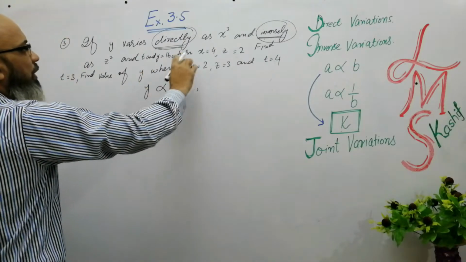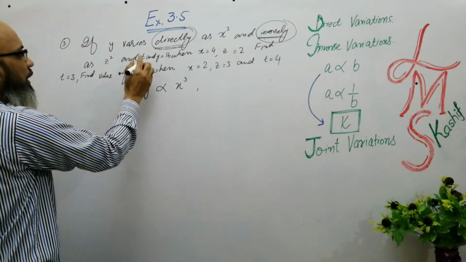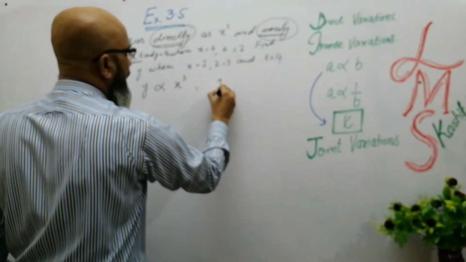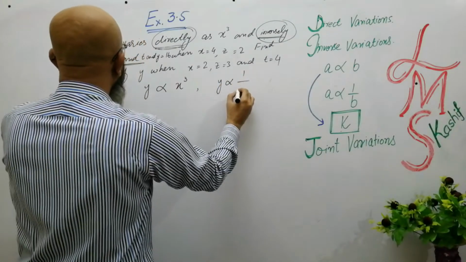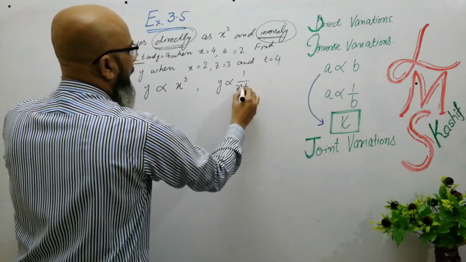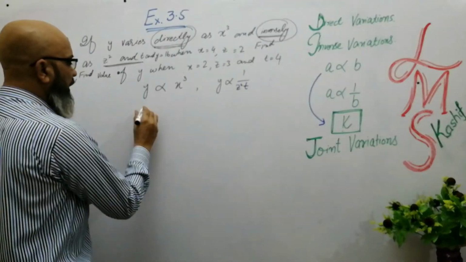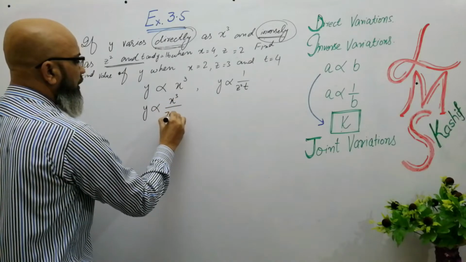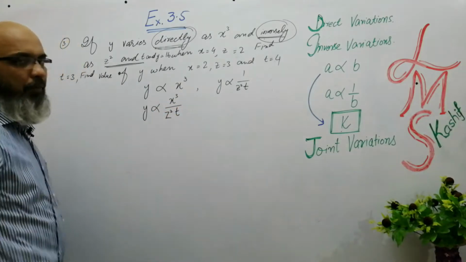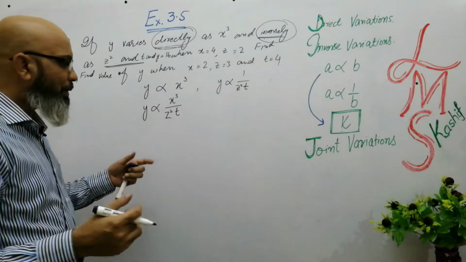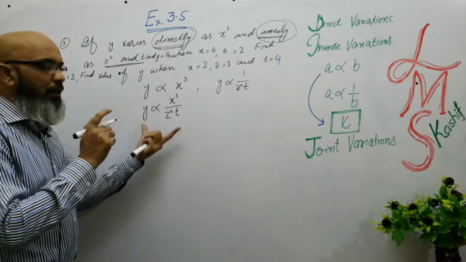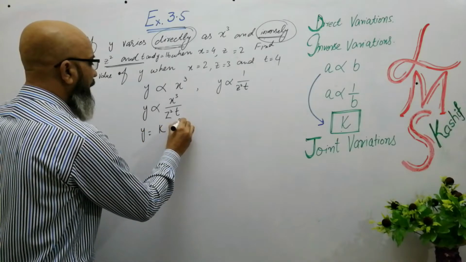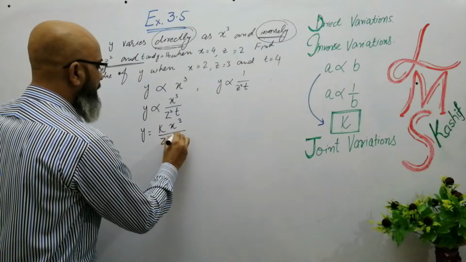And what is the second one? Inversely as z square and t, means two more variables. y is proportional to 1 over z square t, and when we combine both variations, y is equal to x cube over z square t. And what we did, yes you remember, what do we multiply by? k. So y is equal to k x cube over z square t.